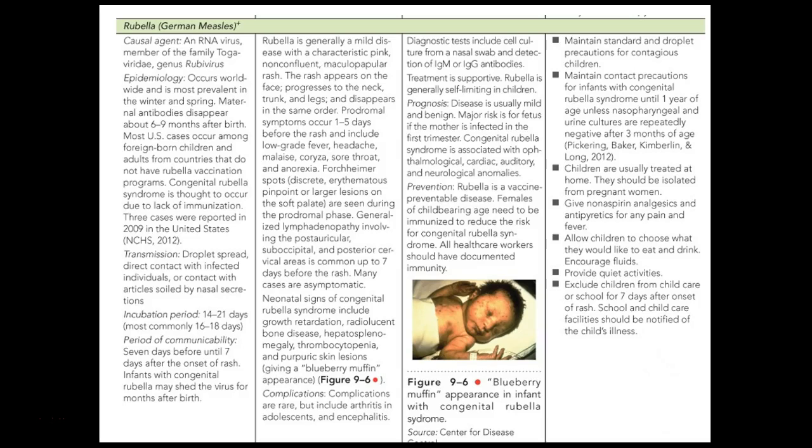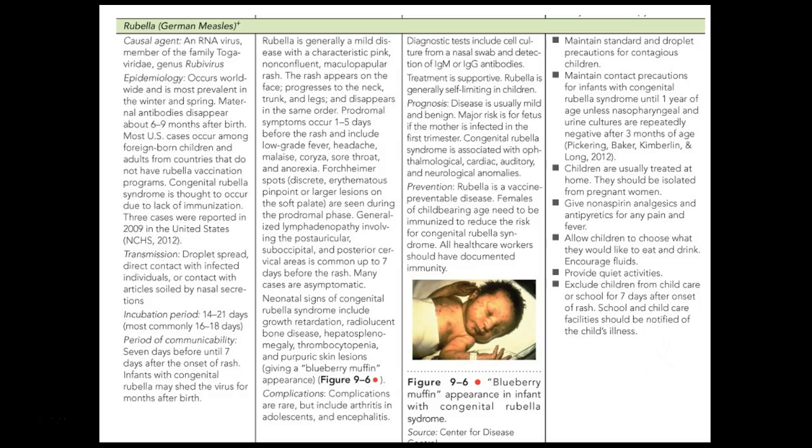Rubella is a vaccine preventable disease, which is one reason why we stress MMR for pregnant ladies after delivery, because remember, this is a live vaccine, so pregnant ladies cannot get this during their pregnancy, but if they're immune or they're equivocal, then we highly encourage them to get this after the baby is born.